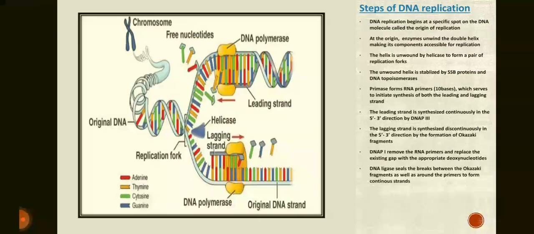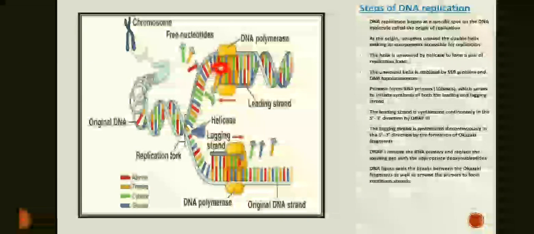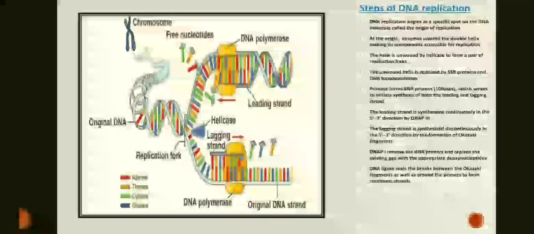Now, the steps of DNA replication in prokaryotes. Here in this figure, what is shown is that DNA replication begins at a sequence-specific spot on the DNA molecule called the origin of replication. At the origin, enzymes unwind the double helix, making a component accessible for replication. The unwound helix is stabilized by single-strand binding protein and DNA topoisomerase. The primase forms an RNA primer, which is 10 bases, which serves to initiate synthesis of both the leading and the lagging strand.